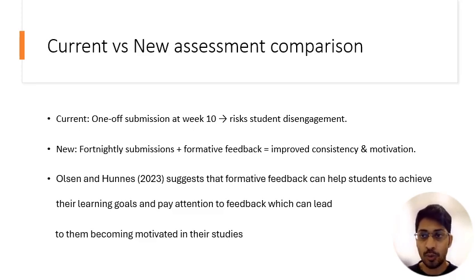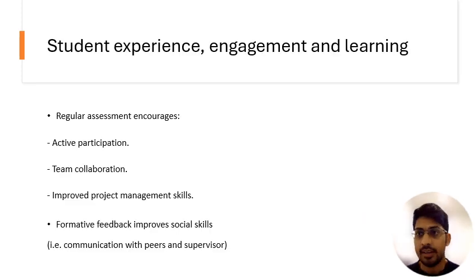Olsen and Hans 2023 suggests that formative feedback can help students to achieve their learning goals and pay attention to feedback, which can lead them to becoming more motivated in their studies. It will also allow the supervisor to observe the group of students' progress after each assessment due date and determine whether they've complied with the feedback provided to them.